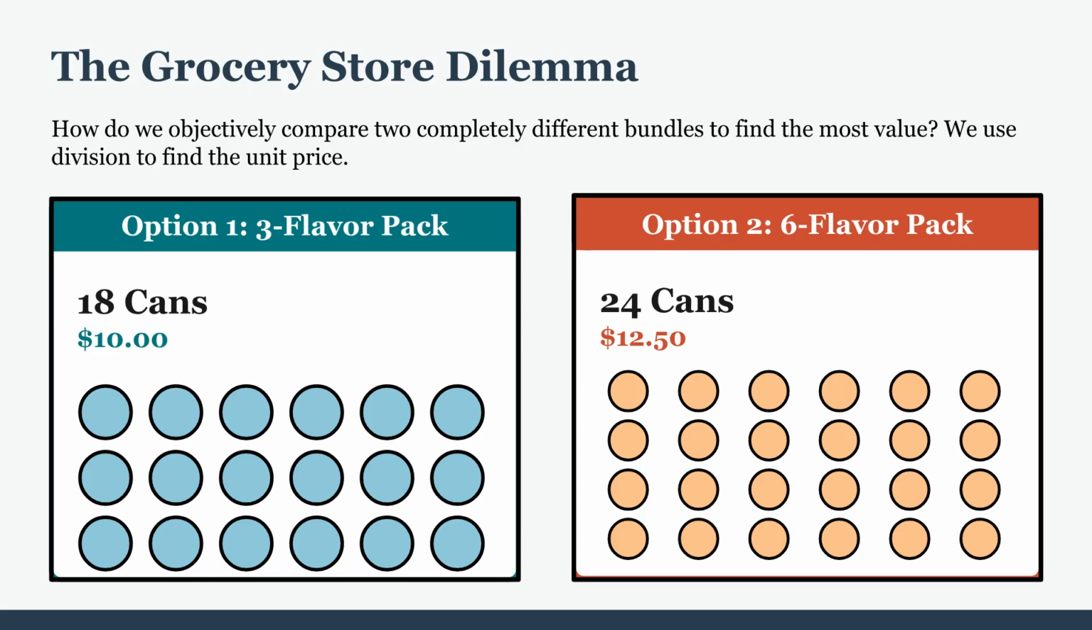Consider the grocery store dilemma. When faced with two different bundle sizes and prices, it's hard to see the value. We use division to find the unit price, turning those two packs into a simple comparison.